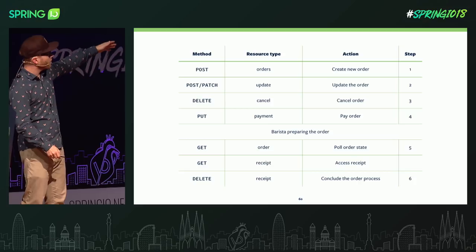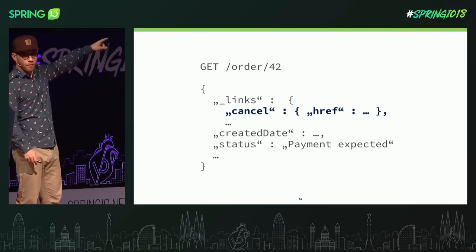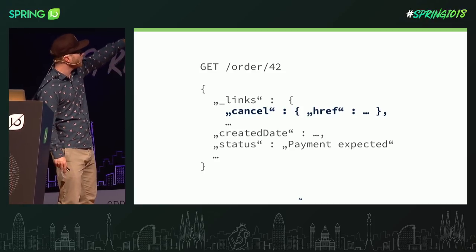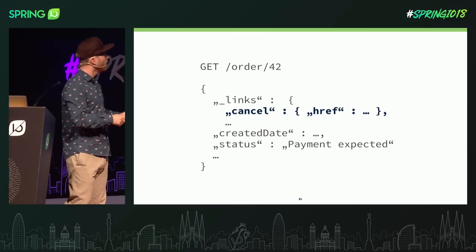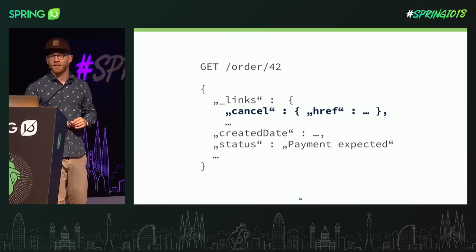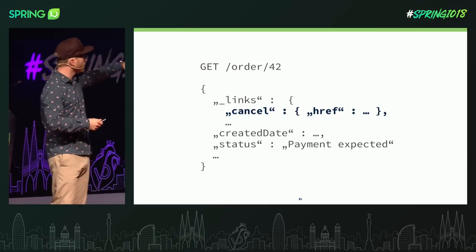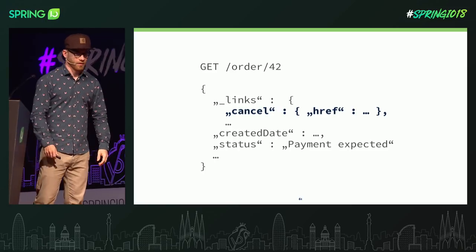So back to that, gotta hurry up a bit. We can now, if we change the server to still put the status field in there, but actually not tell the client about any semantics of payment expected, just put the cancel link in here, and we can literally implement the client in a way that says if underscore links dot cancel, then display the button, what have you.